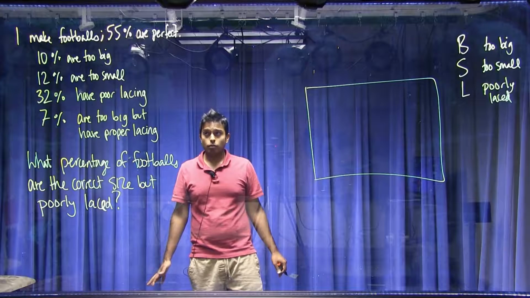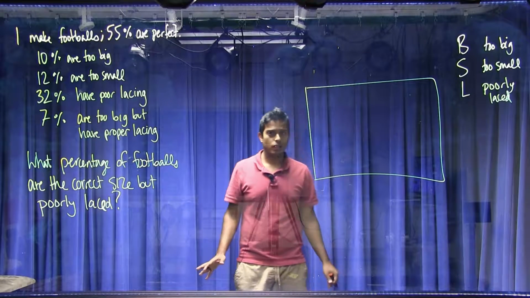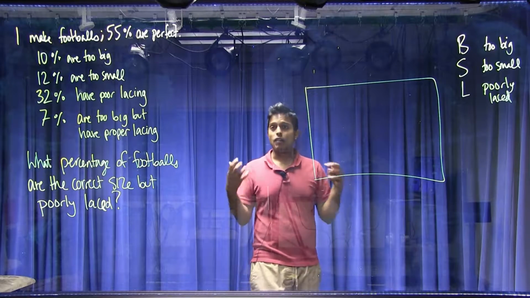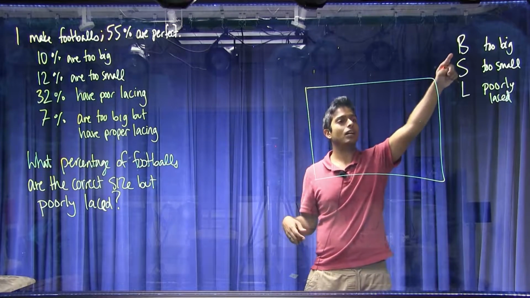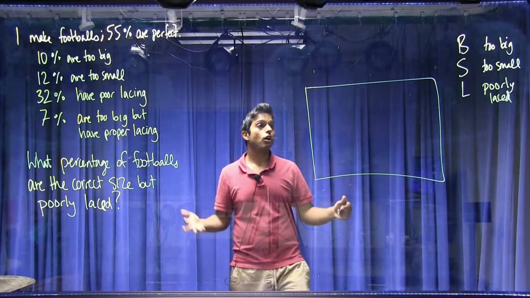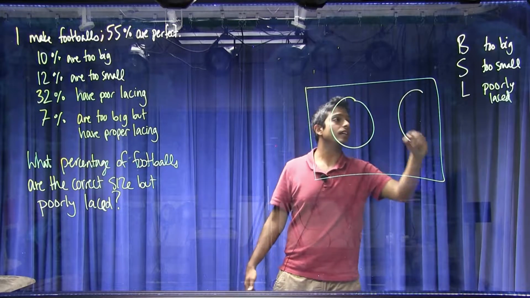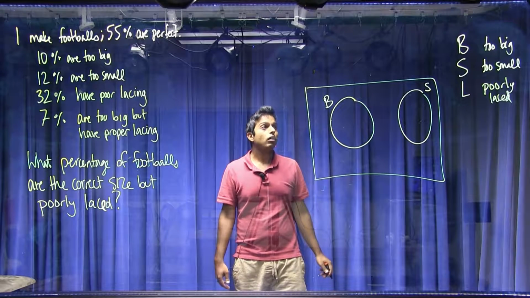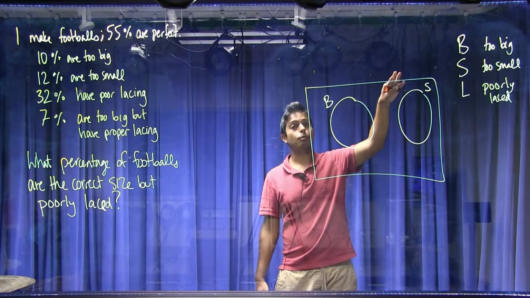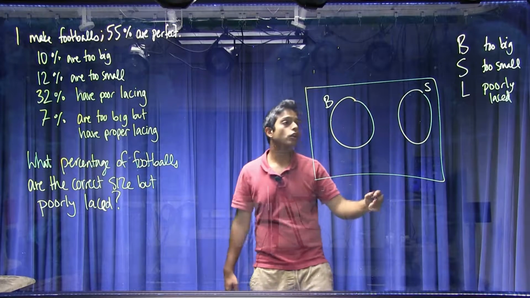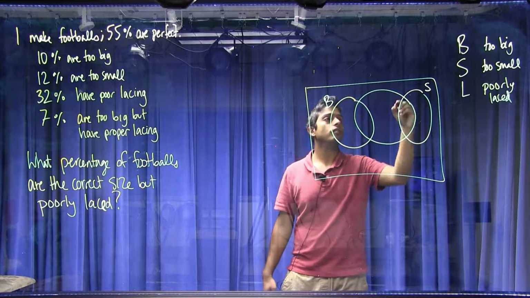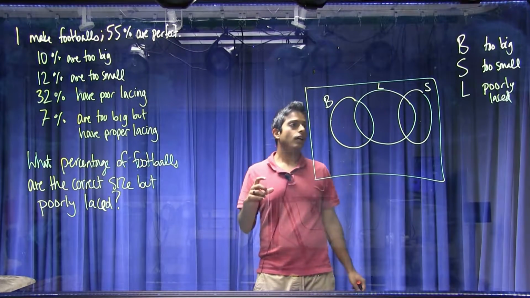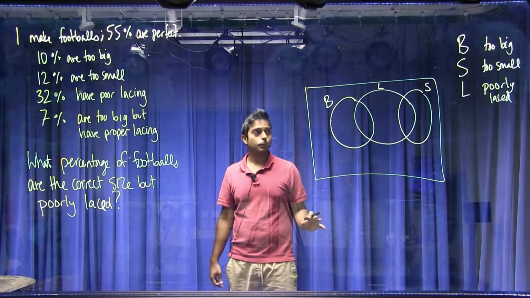Okay, so when we draw the sets in this Venn diagram, we don't need to draw a usual three-set Venn diagram, because remember, if I make a football, it can't be both too big and too small at the same time. So I can draw the sets B and S in a way that they don't overlap. Now, I could have balls that are poorly laced and too big. I could also have balls that are poorly laced and too small. So L should intersect both of these. So now we have our Venn diagram, and we drew it in kind of a sneaky way that will make this problem a little bit easier.